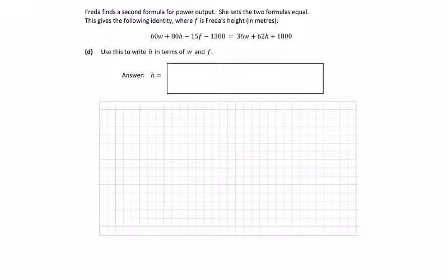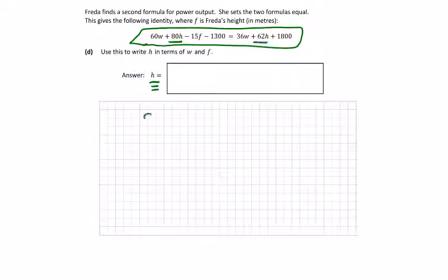The last part of this question is manipulation of formula. We're told to find the second formula for power output, and she sets the two formulas equal. Here they are. And we're asked to write H in terms of W and F. So we have 80H on the left. We want H equals, and they give a clue here, 62H. So we have 80H minus 62H. We'll isolate H on the left.